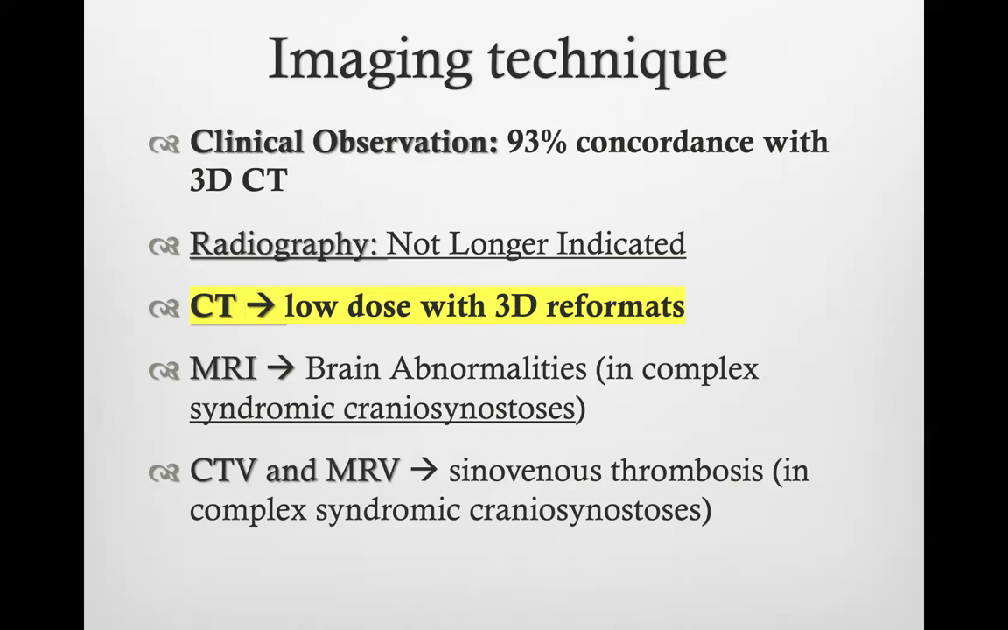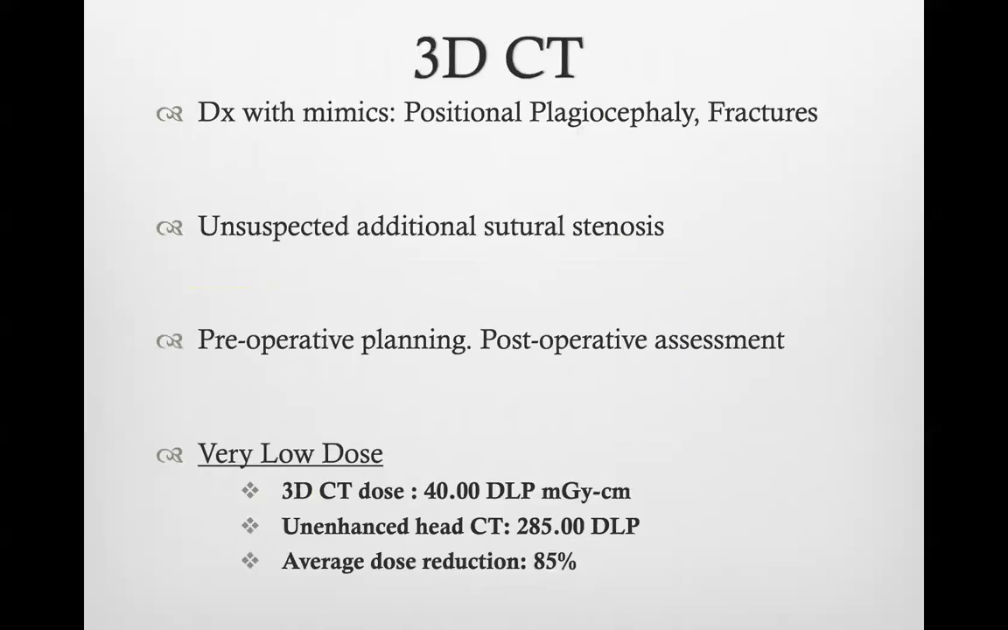It can create problems in venous drainage, which in turn can create issues in preoperative planning. So sometimes we will need CT venography or MR venography. 3D CT, why do we use the CT? To differentiate from mimics. Sometimes it's difficult to diagnose a positional plagiocephaly and differentiate it from a synostosis, fractures, unsuspected additional synostosis or involvement of the skull base, preoperative planning, and postoperative assessment.